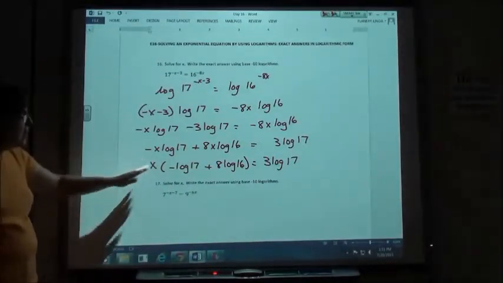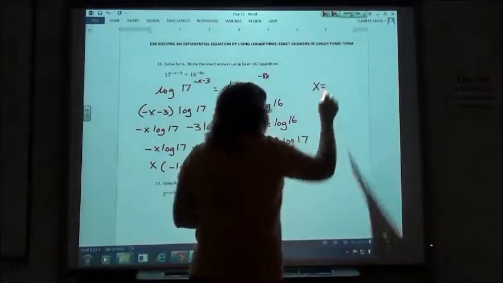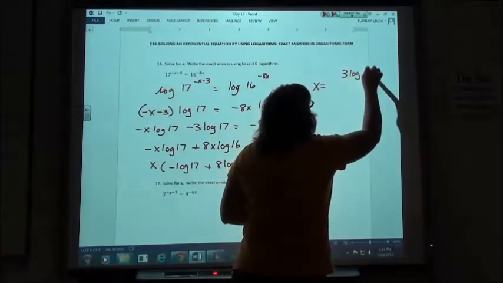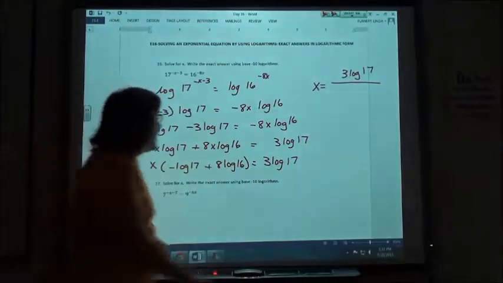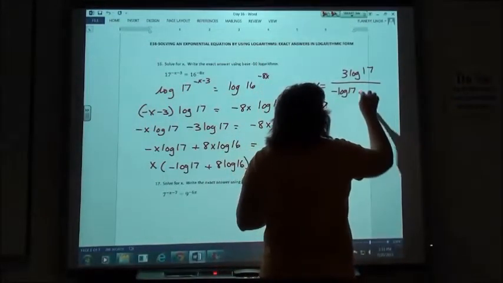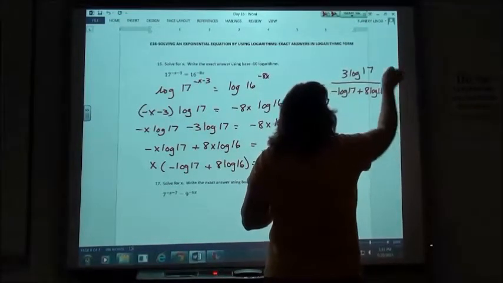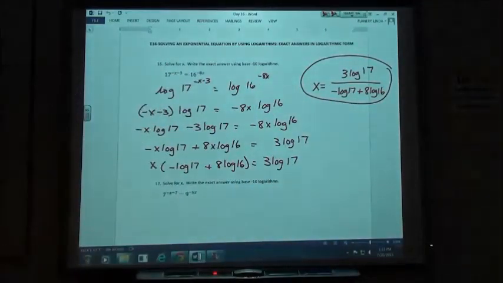Notice I took just the x out of both of those. To solve this for x, then, I can divide by this stuff here. So x is going to equal the 3 log of 17 over all the stuff here in the parentheses: negative log of 17 plus 8 log of 16. And they don't want us to evaluate it, they just want you to use an exact answer. Otherwise, we'd have to use our calculator to evaluate approximately what that would be equal to.